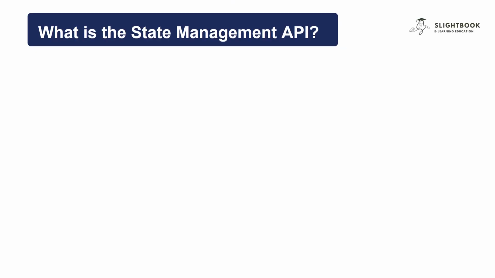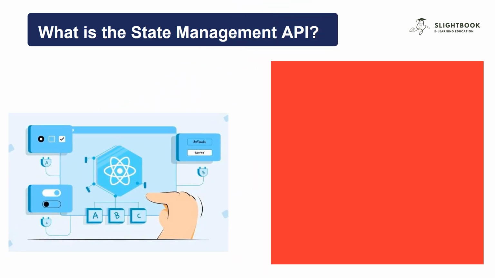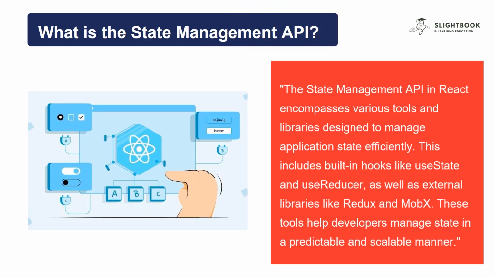What is the State Management API? The State Management API in React encompasses various tools and libraries designed to manage application state efficiently. This includes built-in hooks like useState and useReducer, as well as external libraries like Redux and MobX. These tools help developers manage state in a predictable and scalable manner.